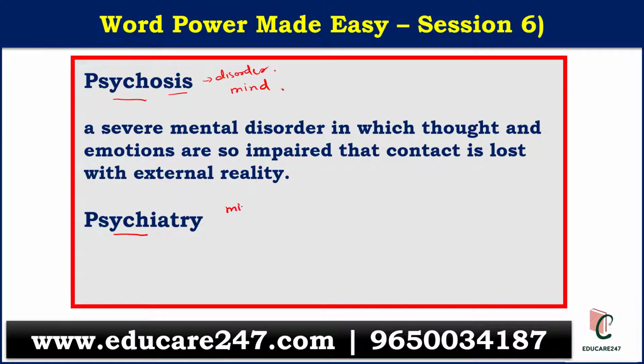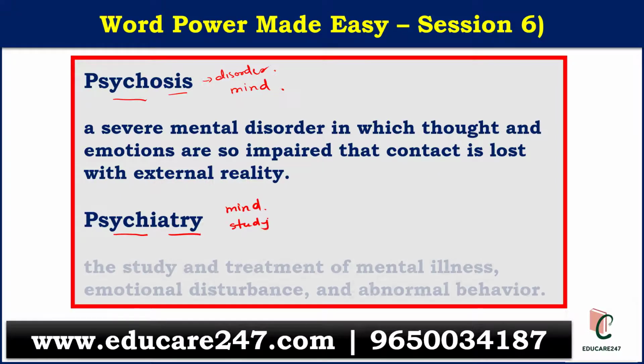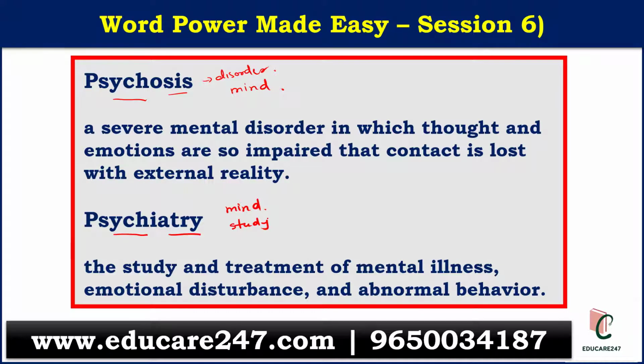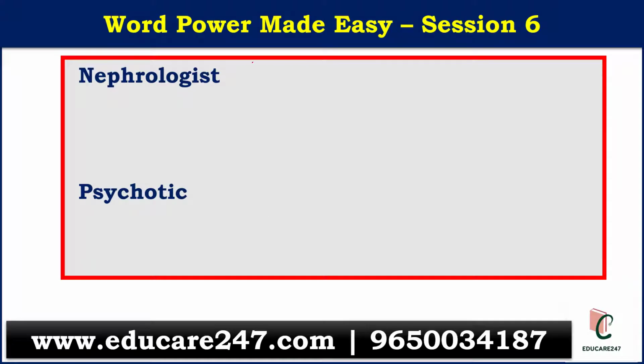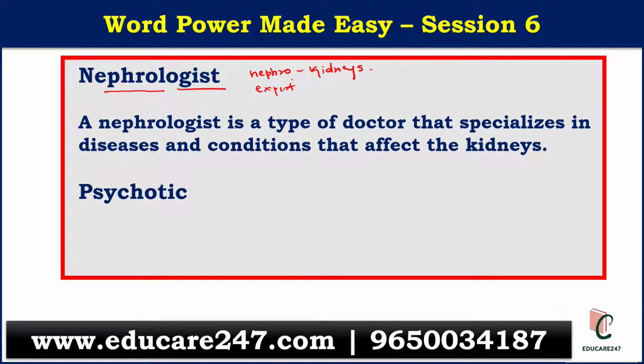So psychic is again relating to mind, and atry is relating to the study, basically the science. So the study and treatment of mental illness, emotional disturbances and abnormal behavior will be termed psychiatry. Next is the nephrologist. Neuro was relating to nerves, and nephro is relating to the kidneys. Logist is the expert. So a nephrologist is a type of doctor or expert that specializes in diseases and conditions affecting the kidneys.